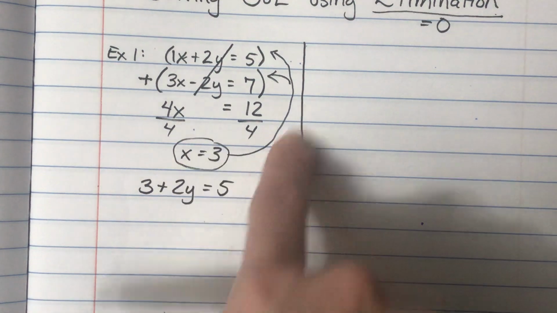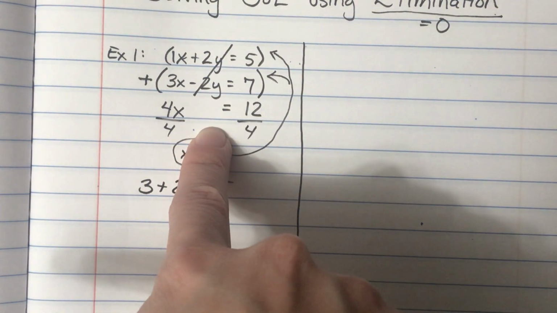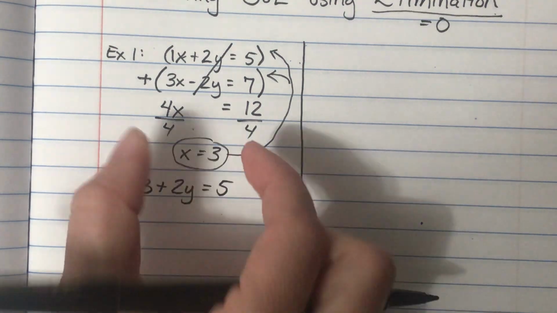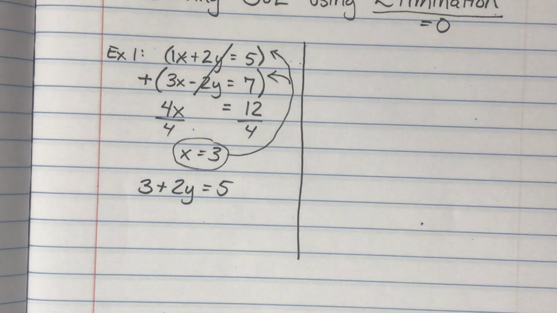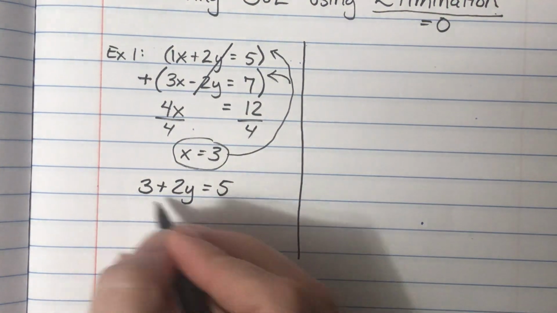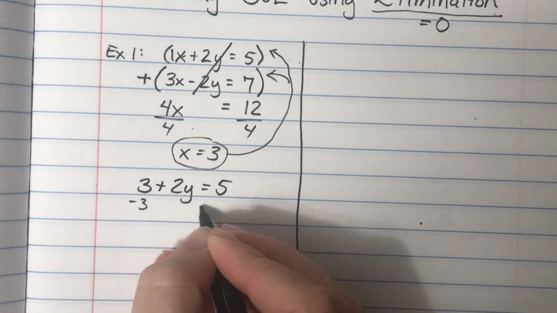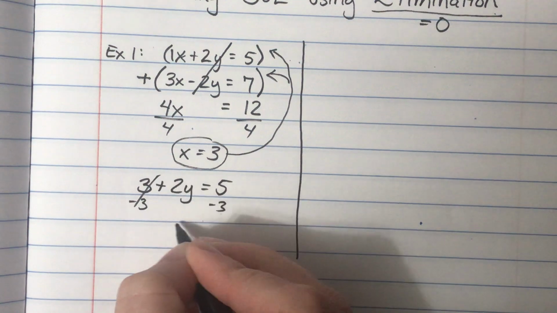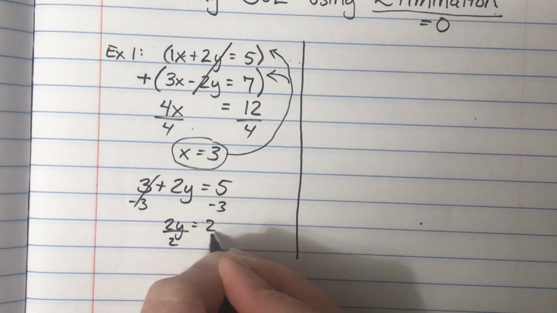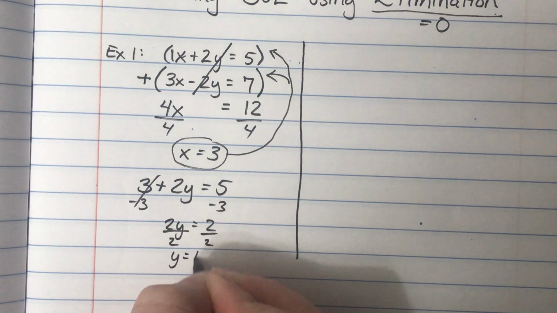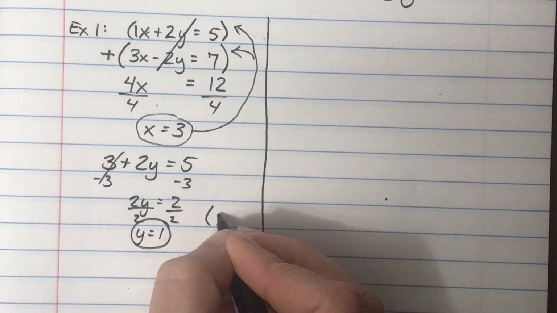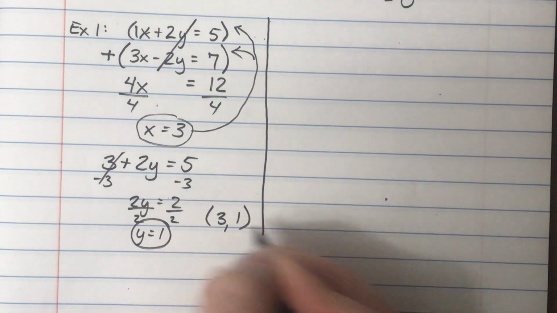So I just substitute in. Once I do the elimination step, then I'm able to use substitution to substitute back in. And it takes less time, especially if this lines up really nicely. So let's solve for y. I'm going to subtract 3 from each side. I get 2y is equal to 2, and then divide by 2, and you get y is equal to 1. And so my final answer is going to be x equals 3, y equals 1, or if you wrote it as an ordered pair, we would say (3, 1).